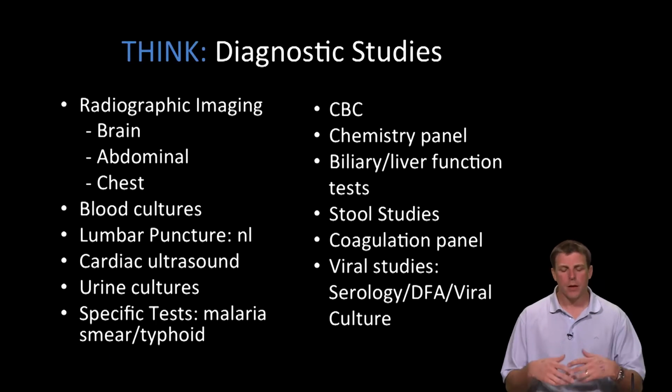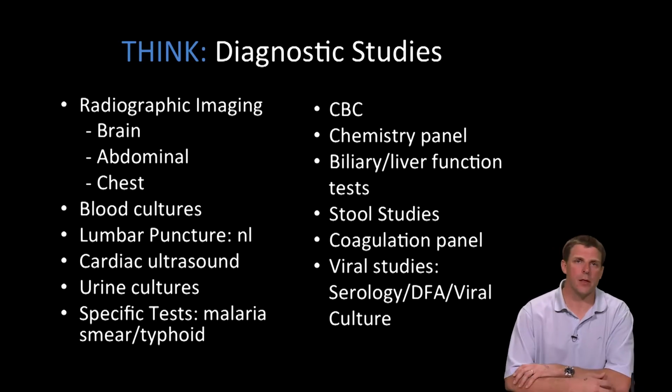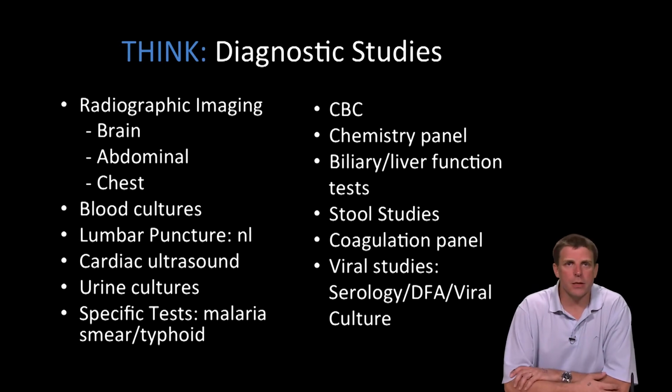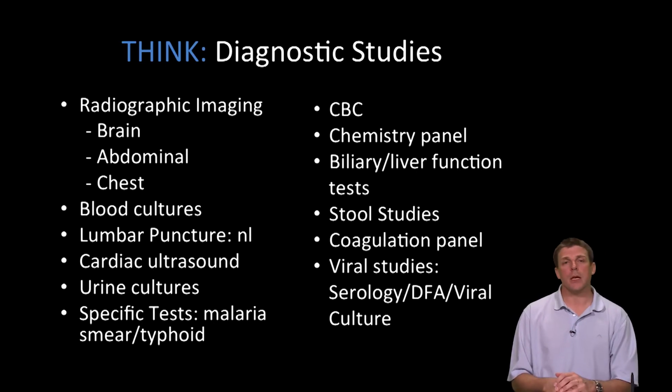All right, so now as we've gotten to this point, we want to think about our diagnostic studies. We've developed a differential diagnosis, and in front of us here is a list of, certainly not an exhaustive list, but a list of common diagnostic studies that we obtain in the emergency room. So for instance, radiographic imaging, either x-rays or CAT scans of the brain, the abdominal space, as well as the chest. We could as well obtain cultures of the blood, of the urine.